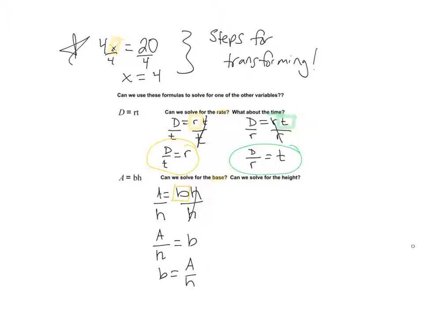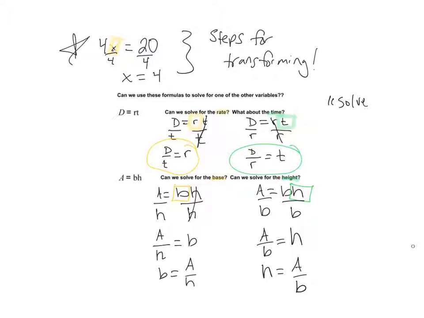Same deal, you guys, for solving for the height. I'm going back to my original formula, area equals base times height, and let's think about what we're solving for. I want to know what H is equal to. So I'm going to isolate the H by dividing both sides by B, and I've got area over base equals height, or height equals area divided by base. So think about what we're doing when we solve for another variable. What we're really doing is isolating the variable that we are trying to find.